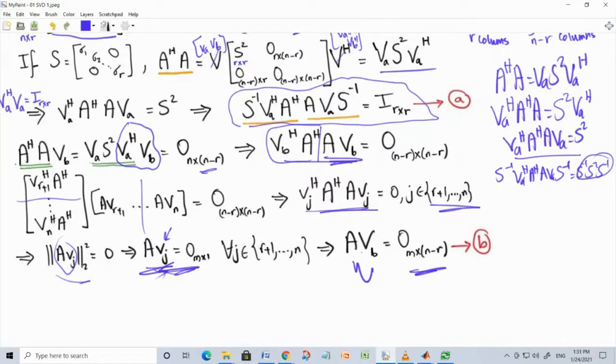To recap, we start with the general matrix A. It can be rectangular. It's m by n.